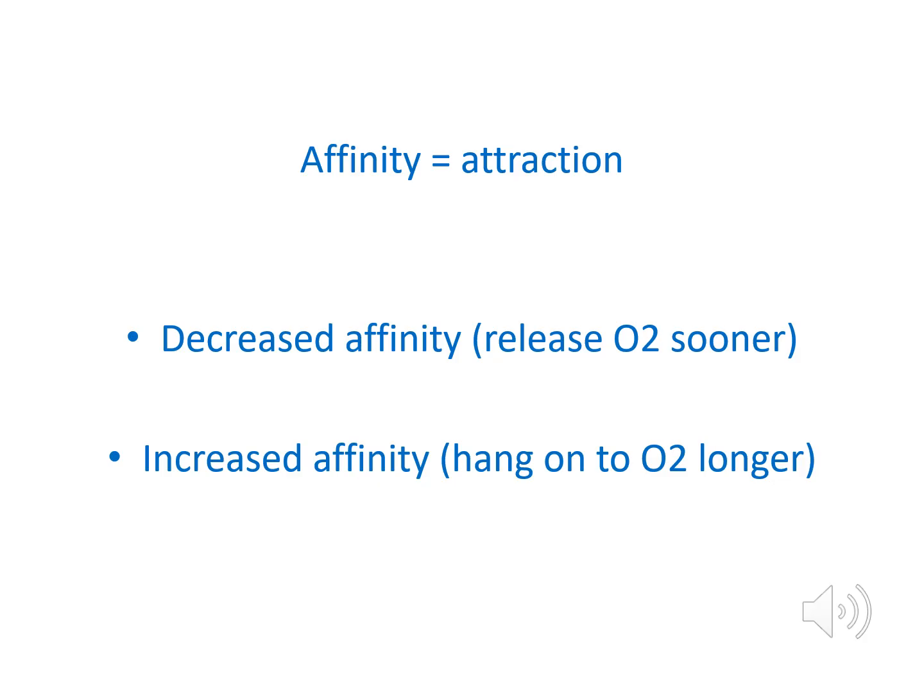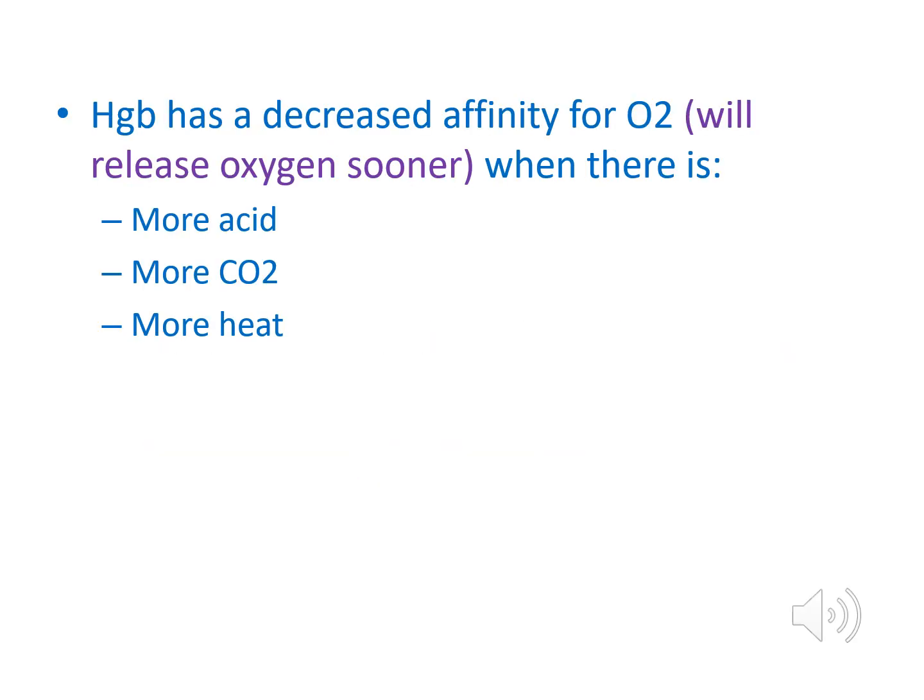It's releasing the oxygen sooner. Affinity just means attraction. Okay, so when hemoglobin has a decreased affinity for oxygen, that means it's not as attracted to the oxygen, it's willing to release it sooner. Okay, so there are some conditions that cause hemoglobin to release oxygen sooner, some conditions that cause hemoglobin to hang on to oxygen longer. Let's talk first about when hemoglobin is going to release oxygen sooner.